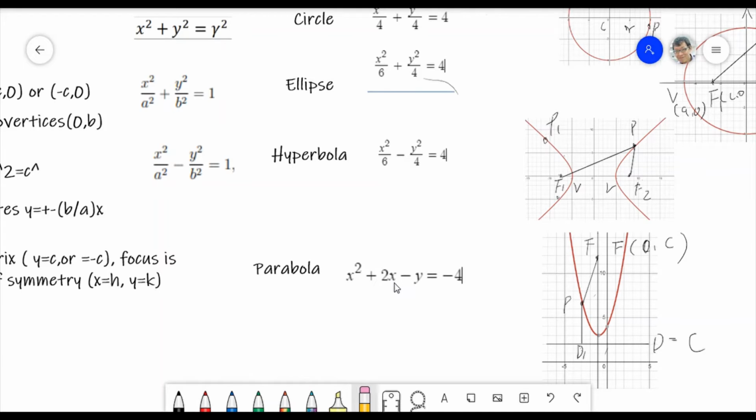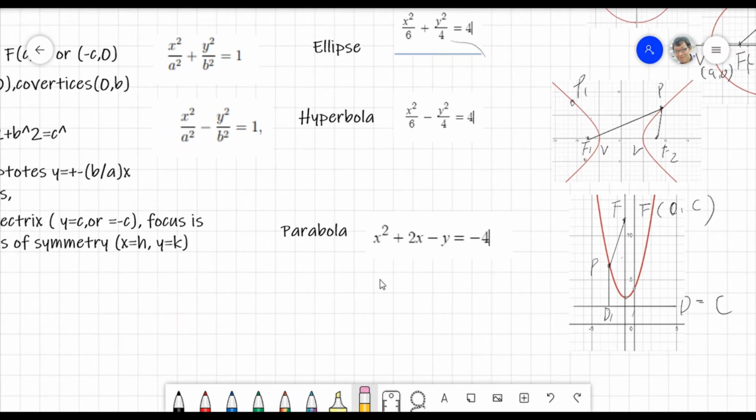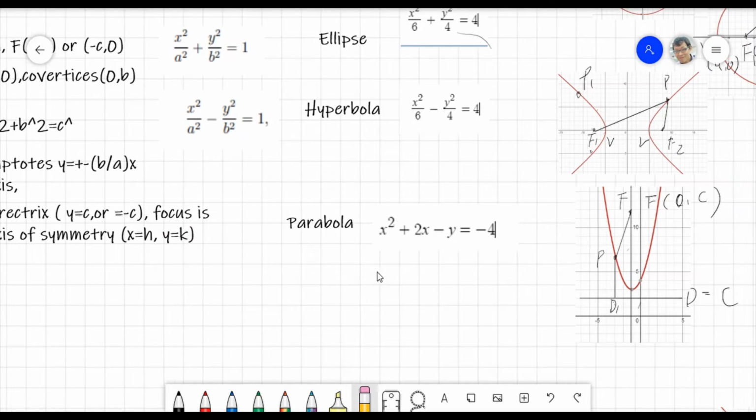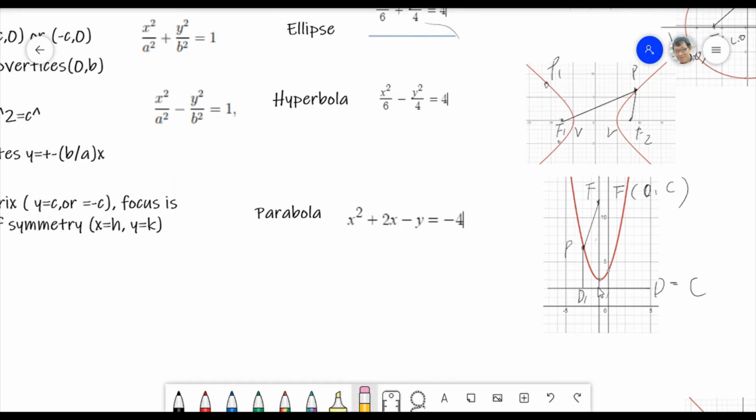But another one should be only x or y. That's the parabola. The parabola definition is we have a directrix. We need to remember the directrix is 9. You can see here is 9. The definition is from any point on the parabola, the distance to the focus is equal to the distance to the directrix, so PF equals PD.